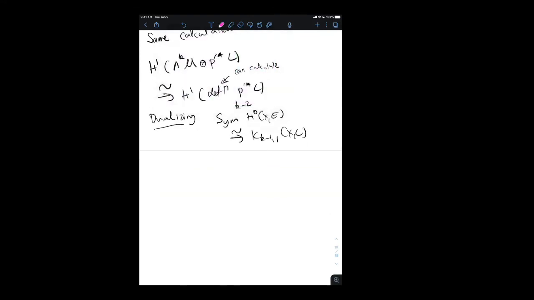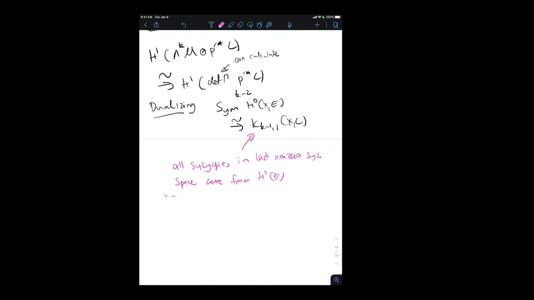syzygy space on the top row. So this implies that all syzygies in the last non-zero syzygy space are constructed by this Eisenbud-Lazarsfeld construction I referred to earlier, associated to sections in H^0 of E. They come from H^0 of E. And this conjecture was called the geometric syzygy conjecture.